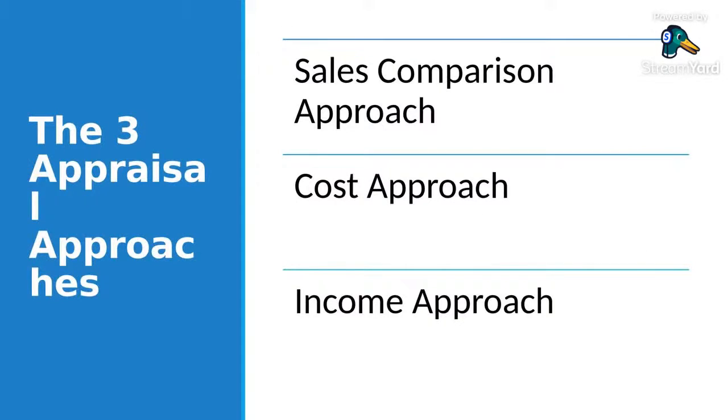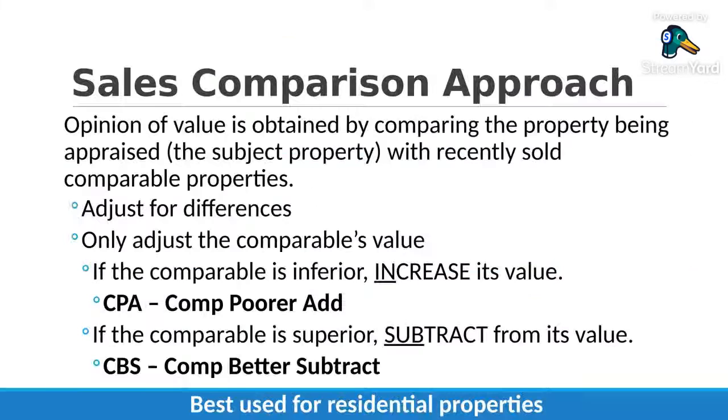Now, the three appraisal approaches: we have the sales comparison approach, the cost approach, and the income approach. So let's start with the sales approach. The sales approach is very similar to the CMA that we just talked about, that's done by real estate agents. Here, the appraiser is comparing the subject property, or the property that's being appraised, with things in the community that have recently sold. And as you see there in the bullet points, they adjust for differences.